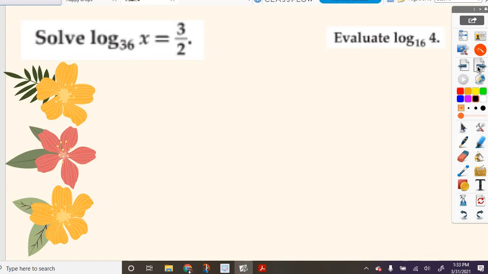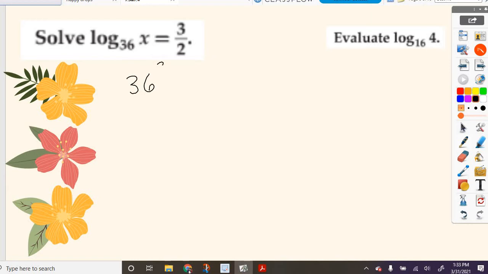So that's what we're going to do here for our first example. So remember that the base of my logarithm is still going to be the base of our exponent. So we would have a base of 36. And then remember the other key thing that I mentioned, and I will continue to mention, is that logarithms equal exponents. So this equals 3 halves.